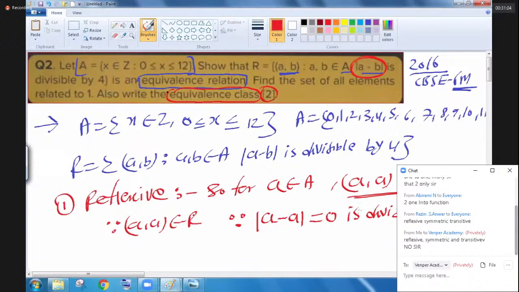So every element of this function will be divisible by 4. That will come under the relation. So that relation is reflexive. This relation R is reflexive because in this relation we will have those elements which will be divisible by 4, because we will get 0. So that will be reflexive.